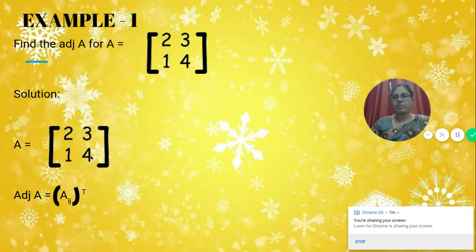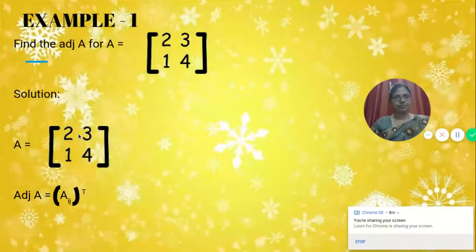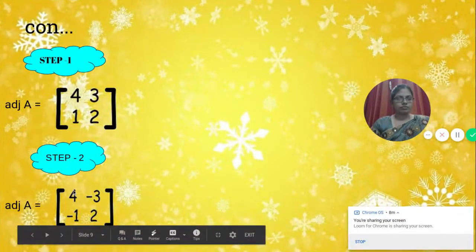So my first step is to exchange the elements. I have exchanged the elements 2 and 4. The second step is to change the sign of the remaining elements. My remaining elements are 2, 3 and 1. So I have to change the sign of 3 and 1. So here I have changed the sign of 3 and 1. So this is the answer for adjoint of A for a 2 cross 2 matrix.